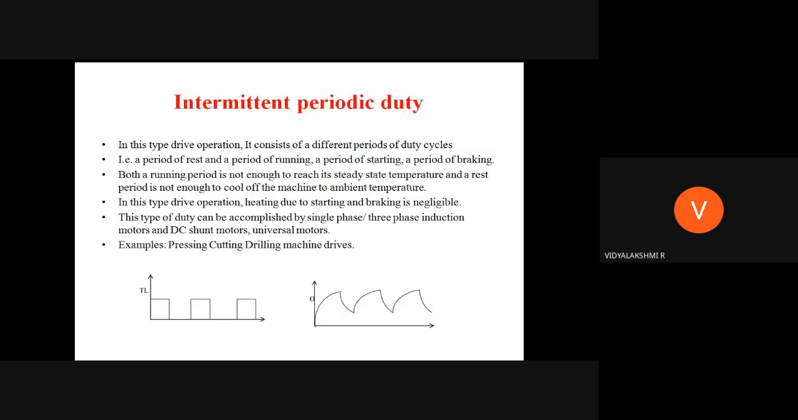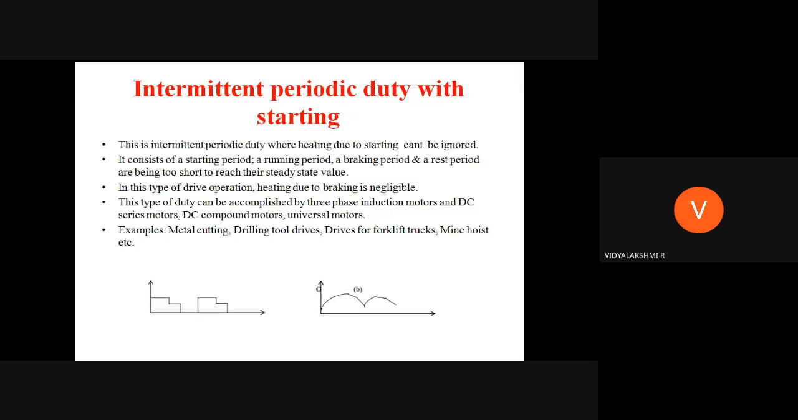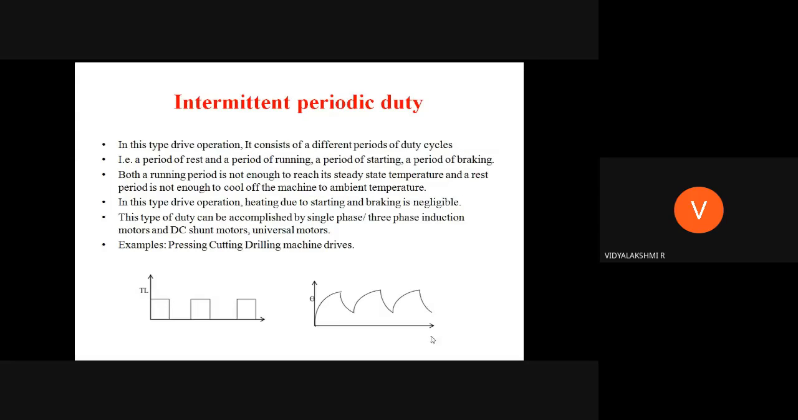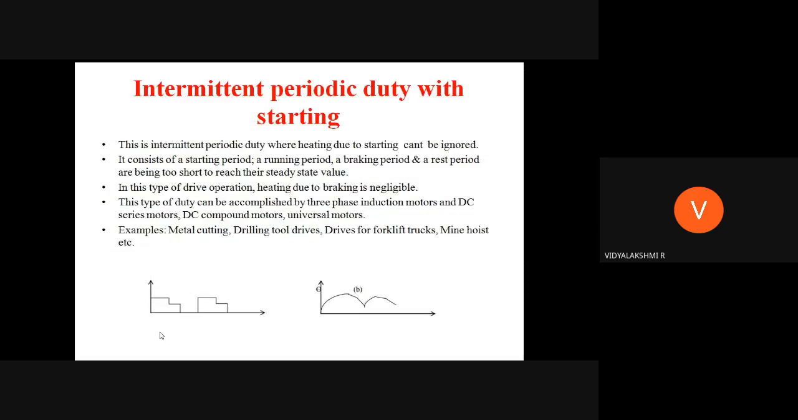The next one is intermittent periodic duty with starting. Here, in the earlier graphs, we could not consider the starting and braking. Yes or no? I didn't say the words starting and braking, but while drawing the temperature curve, starting and braking play a vital role, because here I'm starting the machine, then it runs, and only after that it will come to the rest position. So throughout, my temperature curve will depend on the condition.